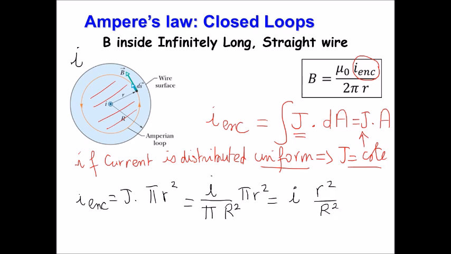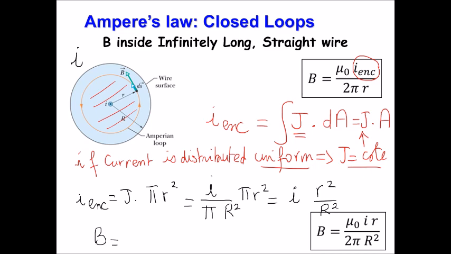So you take this and you plug it in this formula, and what will you get? You will get this answer shown. So let's write it down, let's verify it. B equal mu 0 I r squared over capital R squared, and you have 2 pi r here. You simplify the r's, and it gives you this expression.